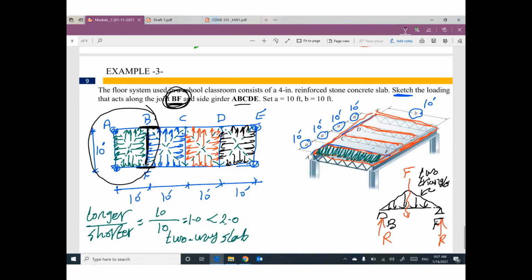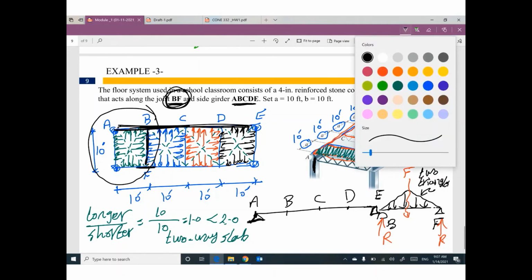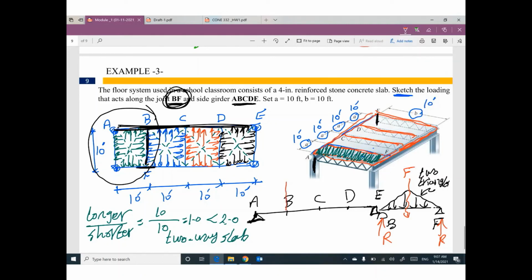What about main girder or side girder ABCDE? This one. A, B, C, D, and E, I'm sorry. We have a support here, which is this column at A. We have another support here at E, which is another column here. Be careful. We have a concentrated load here at B. We have another concentrated load at C. We have another concentrated load at D. R, R, R.